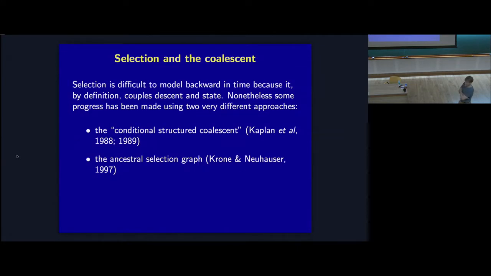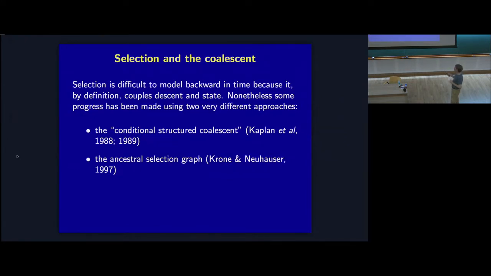So selection is very difficult to model backward in time the way you do with a standard coalescent, because the whole trick here, right, is that we can separate state from descent. You can figure out the lineages of descent, and then you figure out what kind of allelic state they have, whether it's dropping mutation on a tree. And that only works because reproduction is independent of what particular allele you carry. And selection, by definition, violates this. That's what selection does.